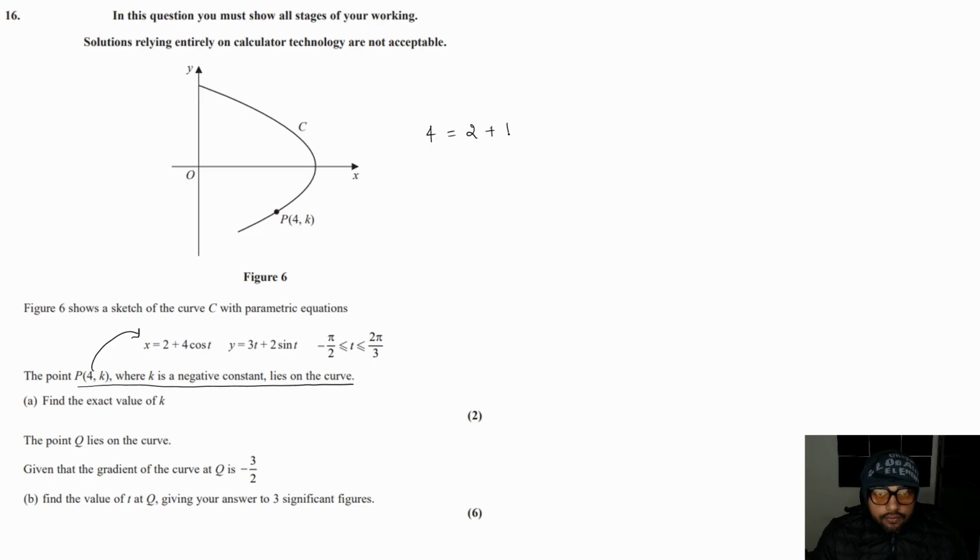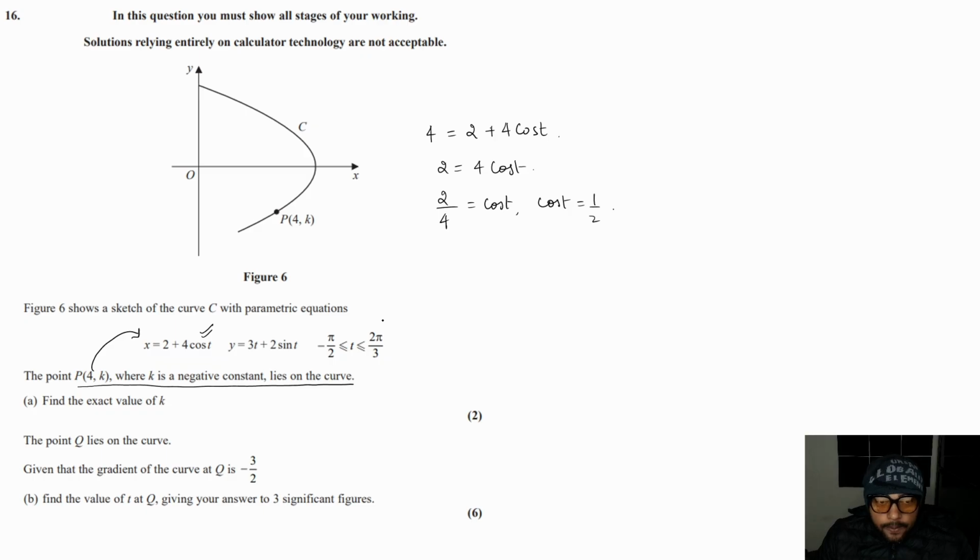4 equals 2 plus 4 cos t. Because that point is lying on the curve, the coordinates of the point P will satisfy the parametric equation which is given. So for x, the value of x here is 4. When we plug it into the parametric equation of x, we get 2 equals 4 cos t. Now from here we get 2 by 4 equals cos t. So cos t will be equal to 1 by 2.